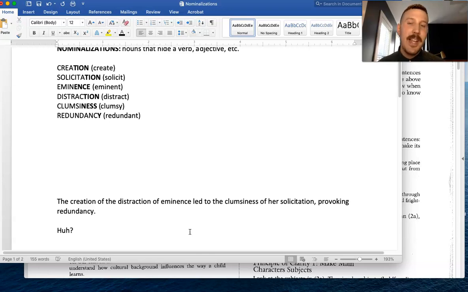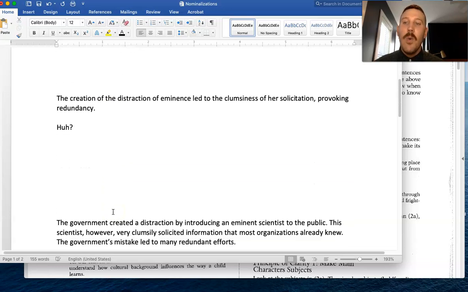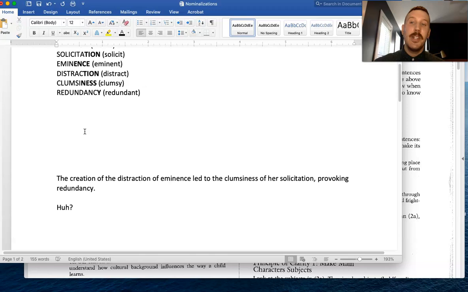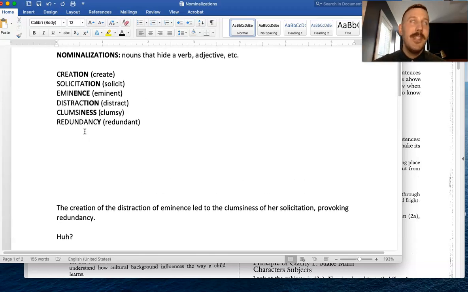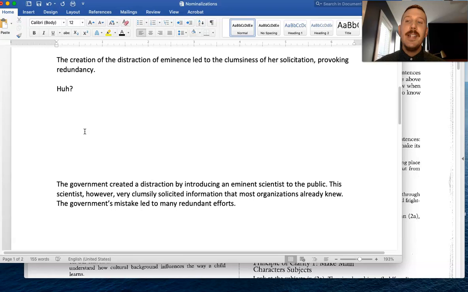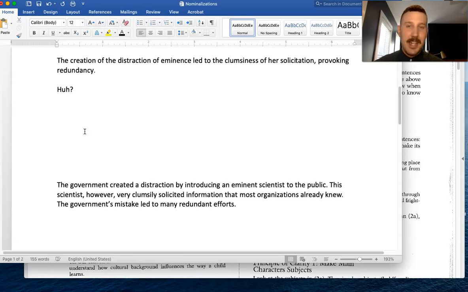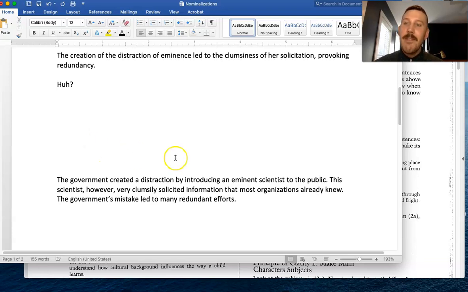It's not a very good sentence for communicating clearly or for telling a story. So what do we do when we have sentences that are filled with nominalizations like this? How do we fix them? Well, I took this sentence that I really just assembled from these nominalizations, and I tried to make this sentence tell a clearer story by revising it. The government created a distraction by introducing an eminent scientist to the public. This scientist, however, very clumsily solicited information that most organizations already knew. The government's mistake led to many redundant efforts.